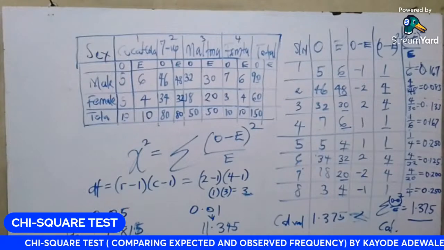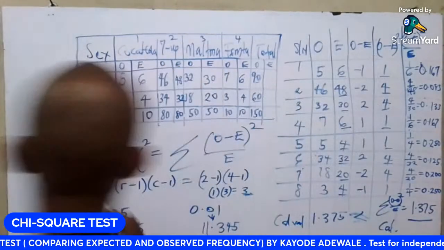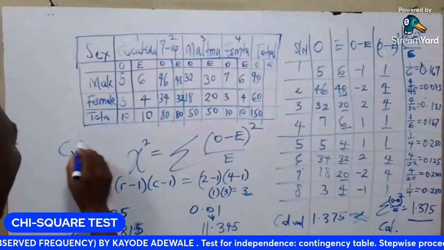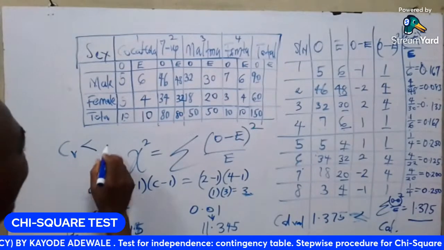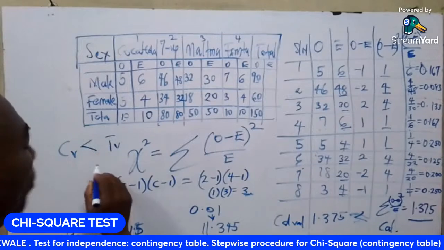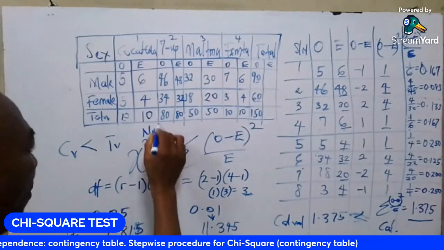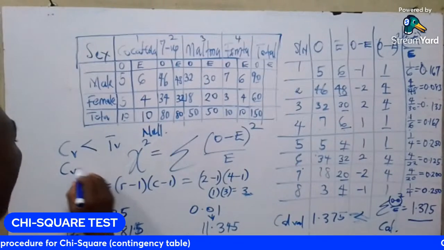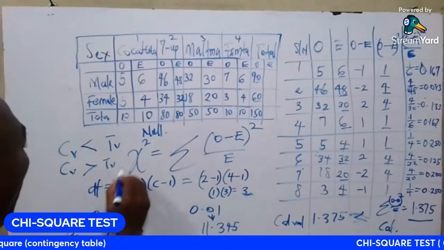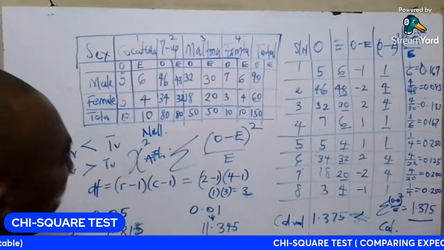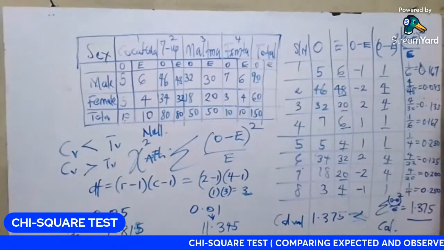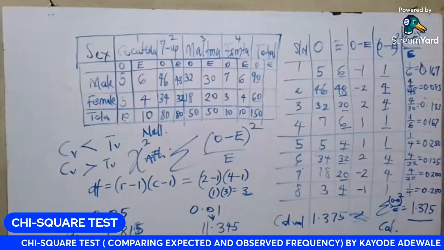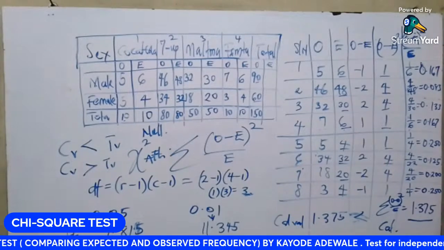I want you to do it like this. This is calculated value. If calculated value is less than the table value, you take the null hypothesis. If calculated value is greater than the table value, you accept the alternative hypothesis. Can you type it on the chat, if you get it? So that when you are doing your analysis, you should know what is taken. Okay? Adebayo said it is taken.